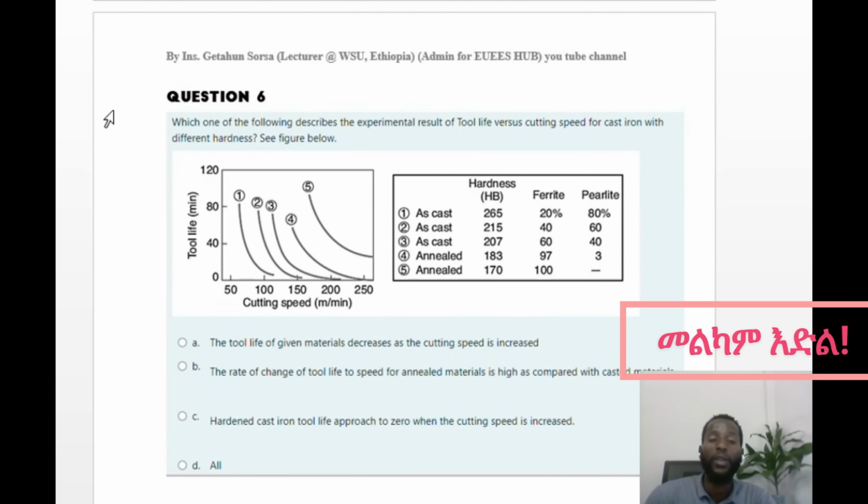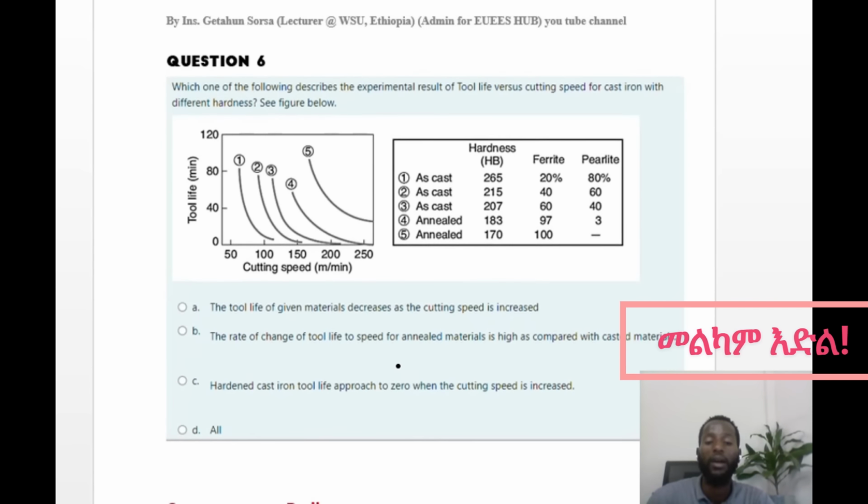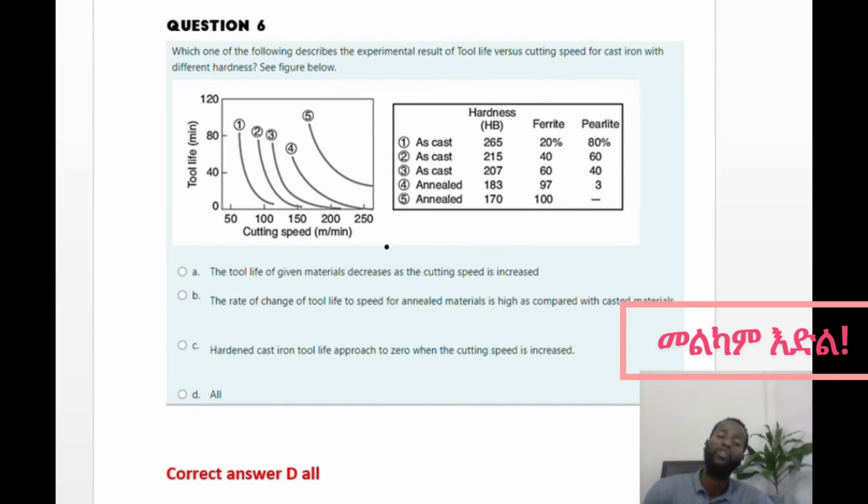The next question, which one of the following describes the experimental result of tool life versus cutting speed for cast iron with different hardness, which is expressed in this figure? To answer this, no further analysis is needed. We only need to look at the figure. The first option says the tool life of a given material decreases as the cutting speed increases. Here we have tool life at y and cutting speed at x.